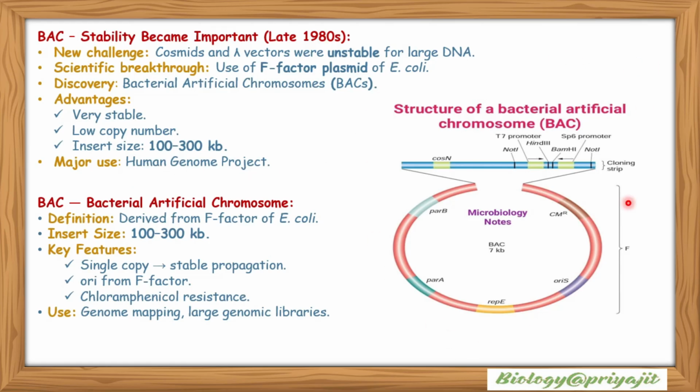So this is the structure of a bacterial artificial chromosome. It is derived from the F factor of E. coli. Insert size is 100 to 300 kilobase pairs. Key features: it has a single copy, so it has stable propagation, ORI from the F factor, and it has chloramphenicol resistance. It is used in genome mapping and large genomic library formation.